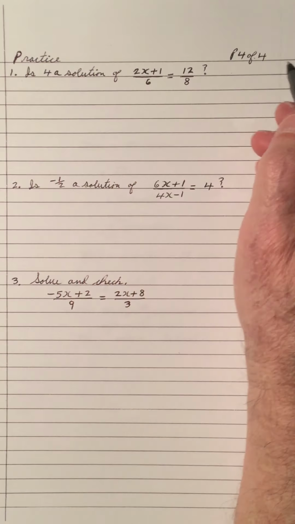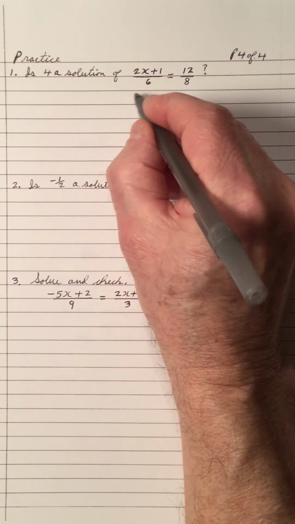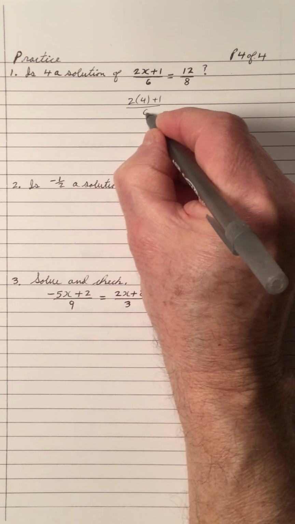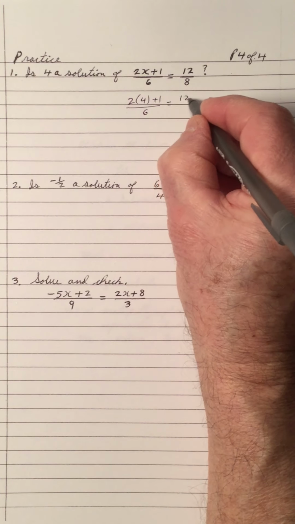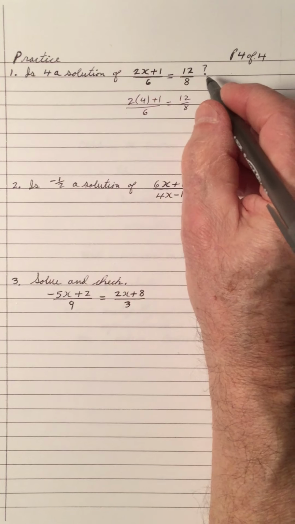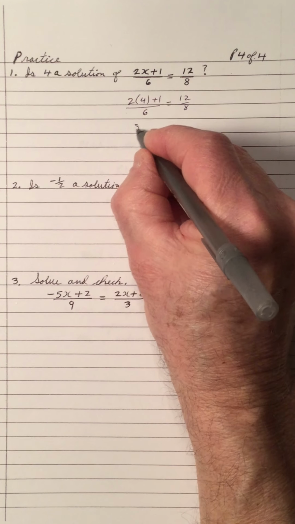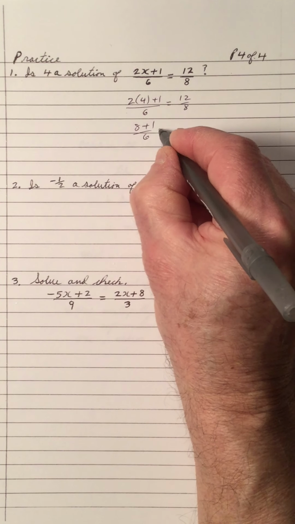Is 4 a solution of that? What does that mean? Well, is it a solution? We have to substitute 4 back in. We're going to put 4 back into this equation. See if 4 is a solution. So we have to multiply before we add according to order of operations. So that's an 8 plus 1 over 6.